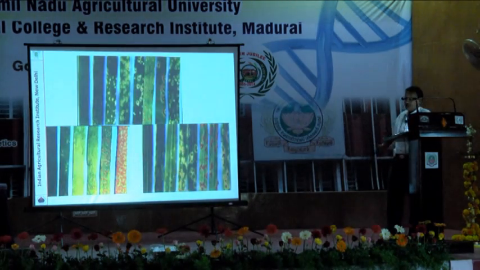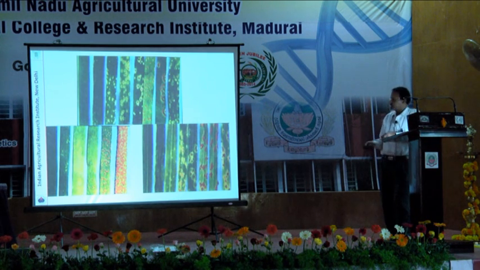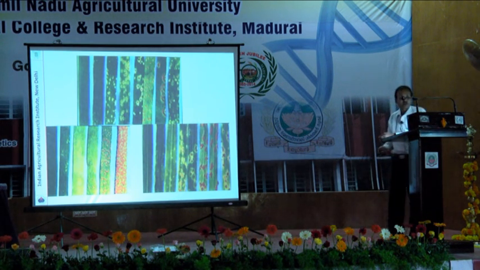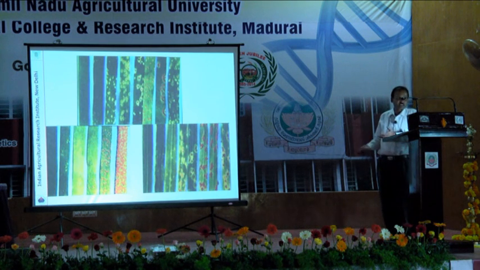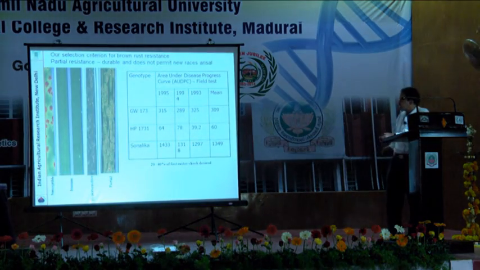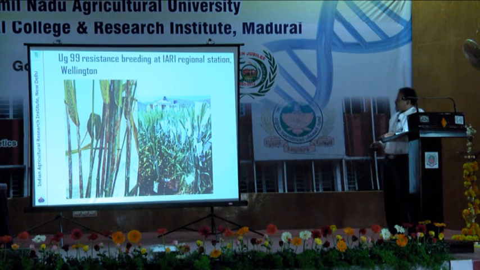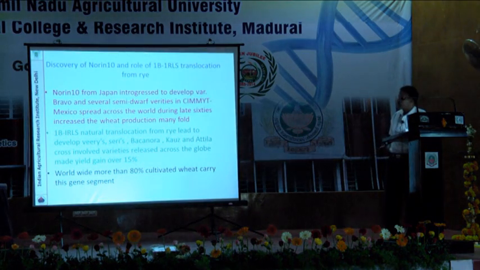Understanding host-pathogen relations is very important, to know what type of resistance is available, whether it is slow rusting or fast rusting, or having an adult plant response or hypersensitive response, or the type of resistance being classified. This is the way we classified it. And UG99 resistance breeding at the IARI regional station, Wellington, has been taken up very effectively. We have made strides and we were able to develop a number of varieties.